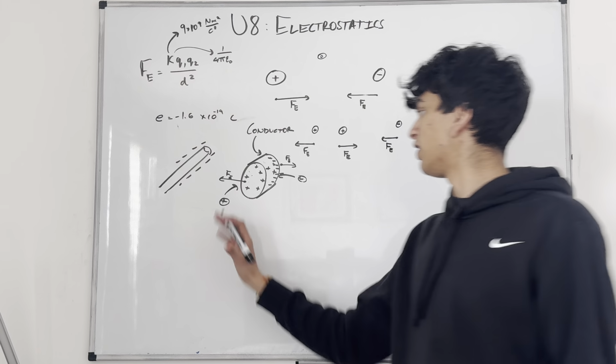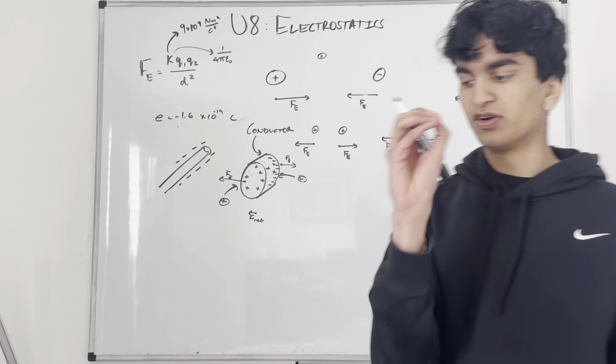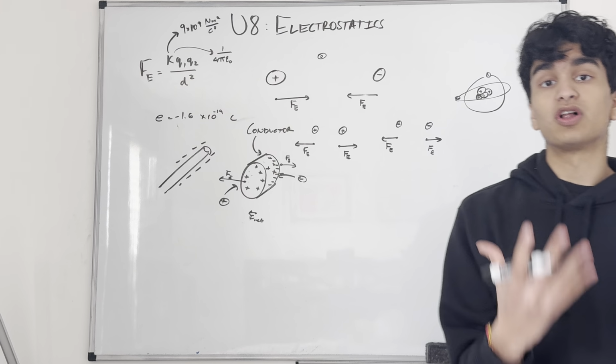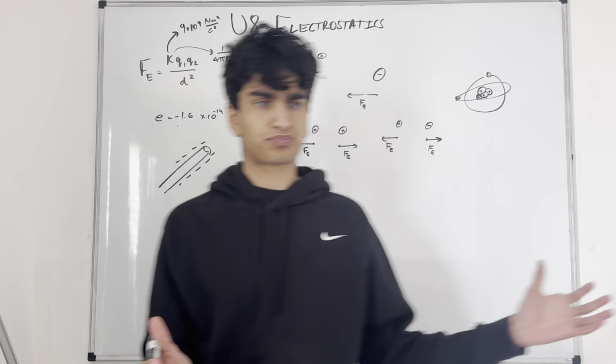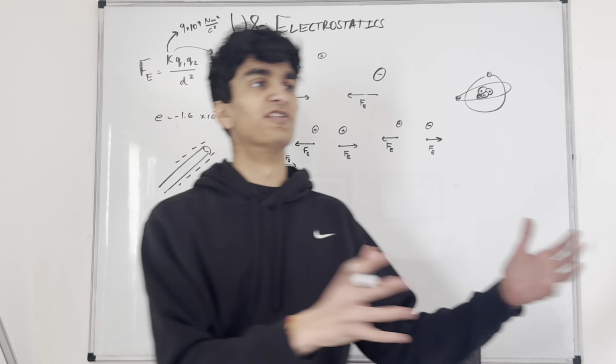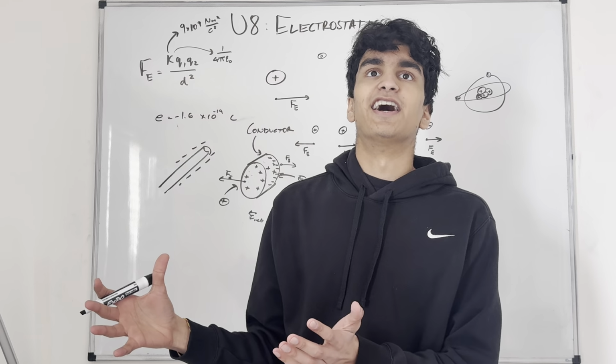You would find the same result: neutral objects, not necessarily neutrons or particles with zero charge, but neutral objects like aluminum cans, would get attracted to a positively or negatively charged object. And with insulators, it's a little bit different, right?